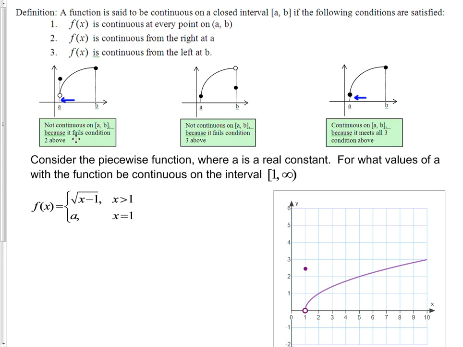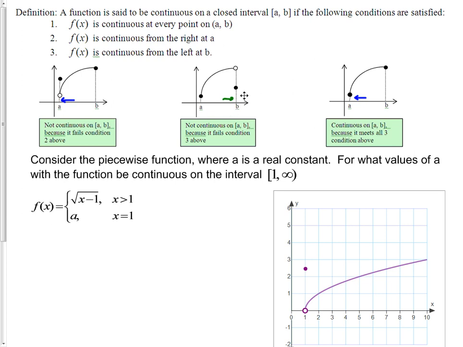So this function right over here visually is not continuous because it fails condition 2, right? It's not continuous from the right. Now, if we want to evaluate a right-hand endpoint, the only way to approach a right-hand endpoint is from the left. So in this case, we look at point b and we say, well, is the function continuous as x approaches b from the left? If it is continuous, that is, if we look at the value of the function at x equals b and the limit as x approaches b from the left, then we would say it is continuous.